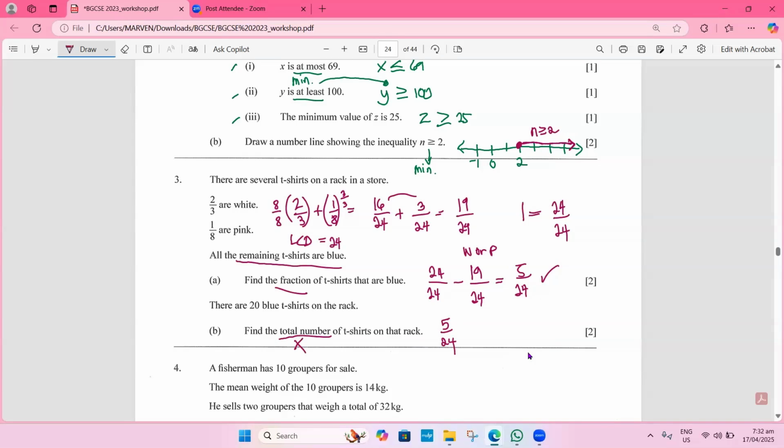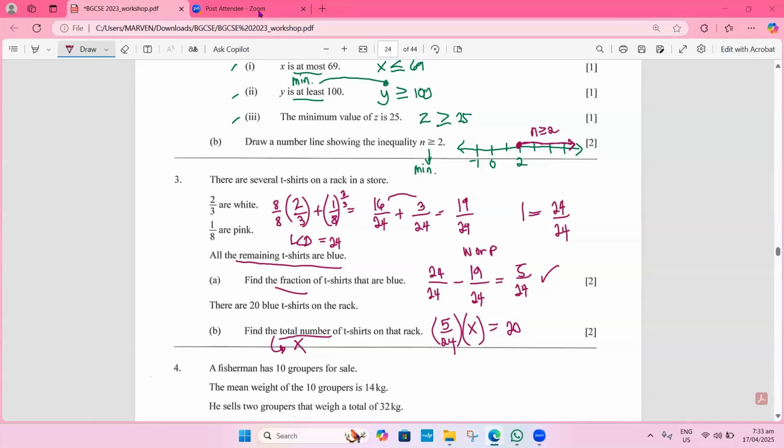So when you multiply 5 over 24 to x, it will give you 20. Again, x is your total number of t-shirts. Multiplying the fraction to the total number will give you the number of t-shirts. And therefore, if we have 5 over 24 as the fraction of blue, multiply it to x, which is the total number, is equal to 20.